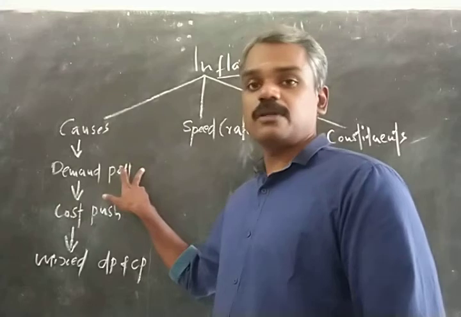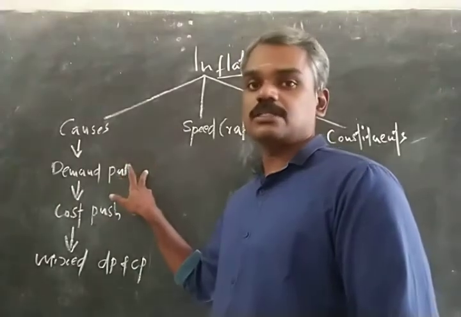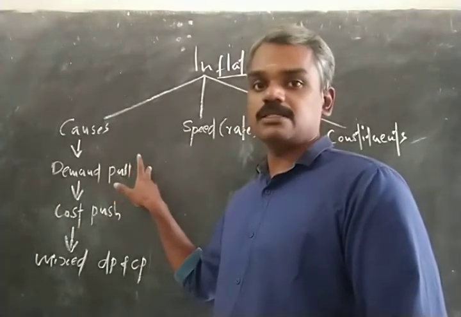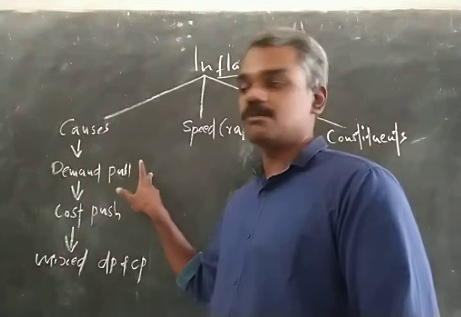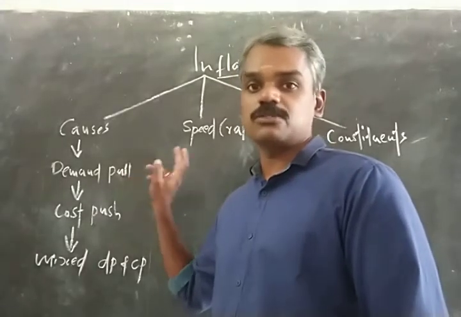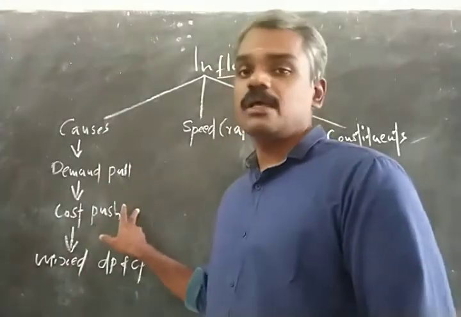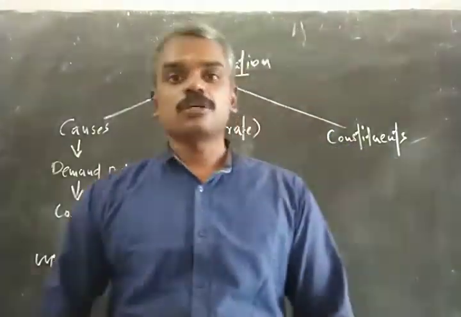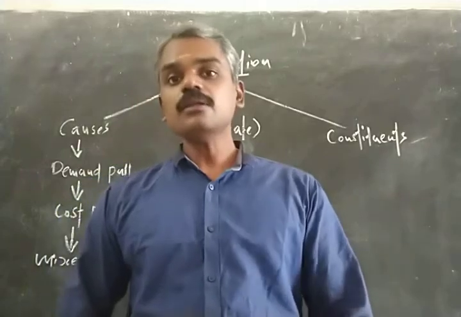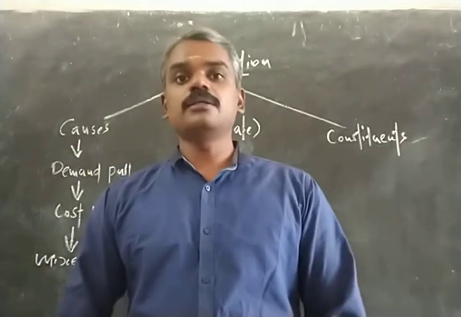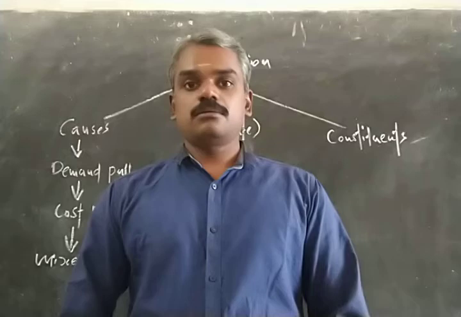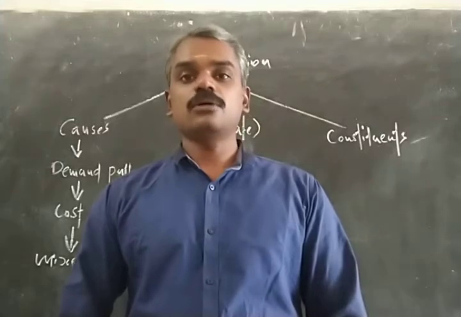And so demand pull inflation is the first type, which Keynesians and classicals explain in different ways. Classicals explain it in terms of the increase in money supply, and Keynesians explain it in terms of the increase in aggregate demand resulting from increase in the autonomous investment. The second type of inflation is cost push inflation, which attributes inflation to an increase in the cost, mainly increase in the wages or profits.